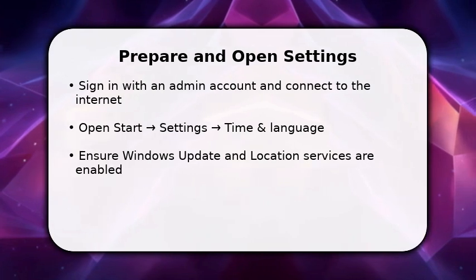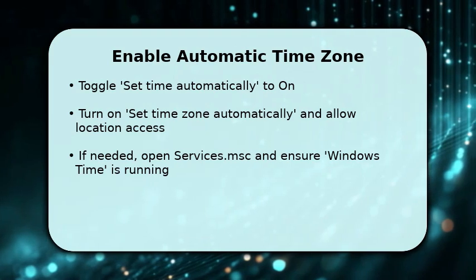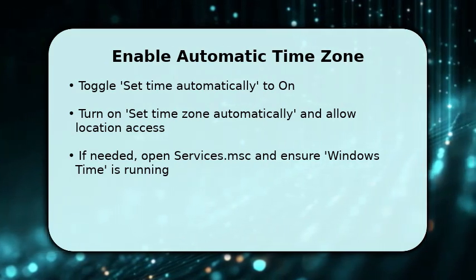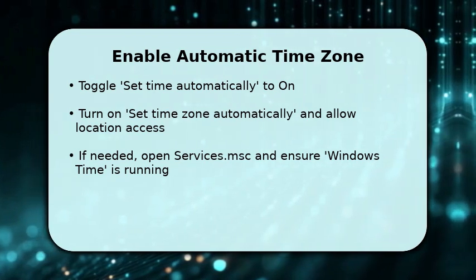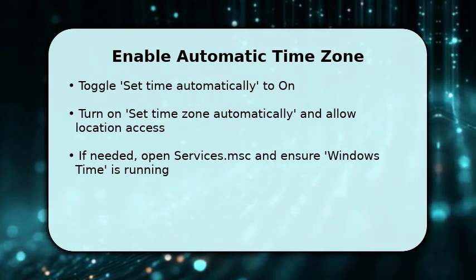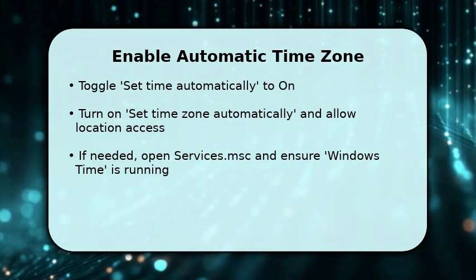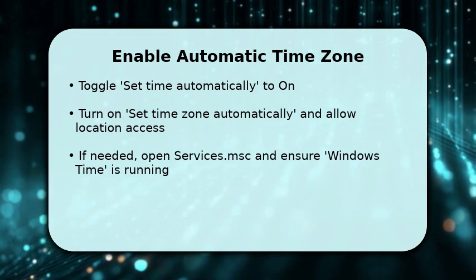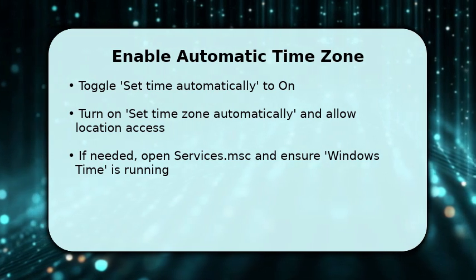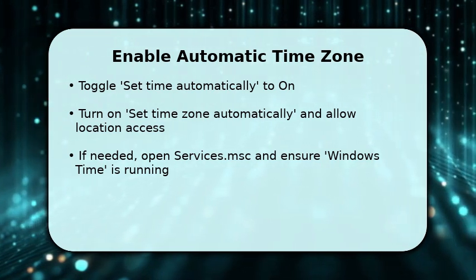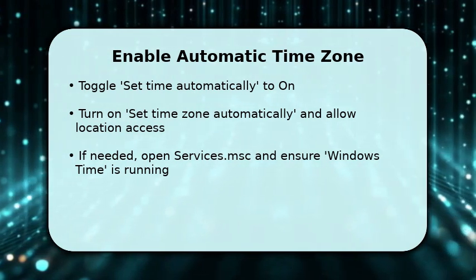You will now enable the automatic controls. Toggle Set Time automatically to on if it isn't already. Next, enable Set Time Zone automatically and when prompted, allow location access so Windows can determine your zone from GPS or Wi-Fi. Make sure Windows Time Service is running, open services.msc and confirm it's set to automatic. Start it if stopped. If you prefer command line, run w32tm /resync to force a sync. These steps let Windows pick the correct zone and update the system clock in real time.